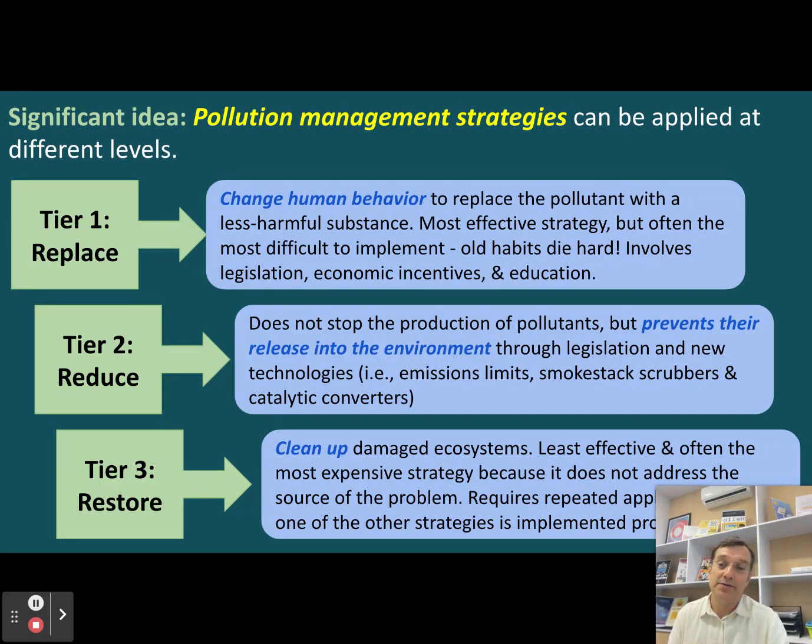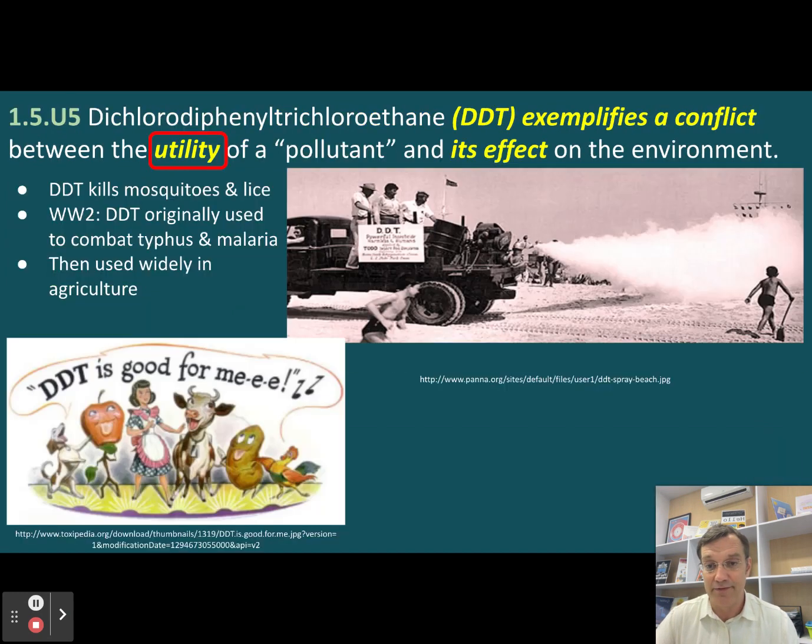The third tier is where we have to go in and clean up damaged ecosystems. This is the least effective because we're still releasing the pollutant into the ecosystem. We're just going in and cleaning up afterwards. So we clean up, and then because we're still releasing the pollutant, we have to go in and clean up again. We release the pollutant and we clean up again. So it's kind of a never-ending cycle, which is why it's the least effective. It also tends to be very expensive.